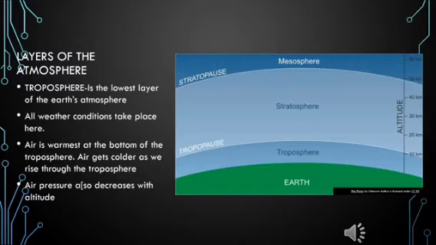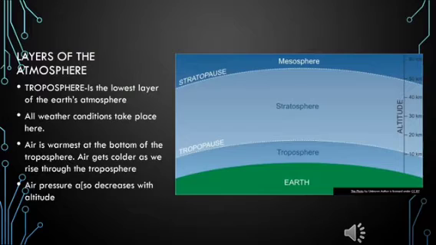Now you would have studied this even in your water cycle. You have already studied about the water cycle, how clouds are formed and how rain is formed. So all these conditions, the formation of rain, formation of winds, everything happens in the troposphere. So did you understand?